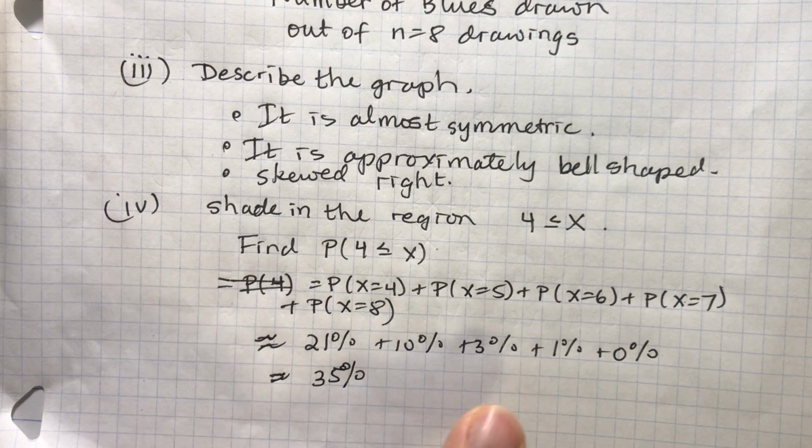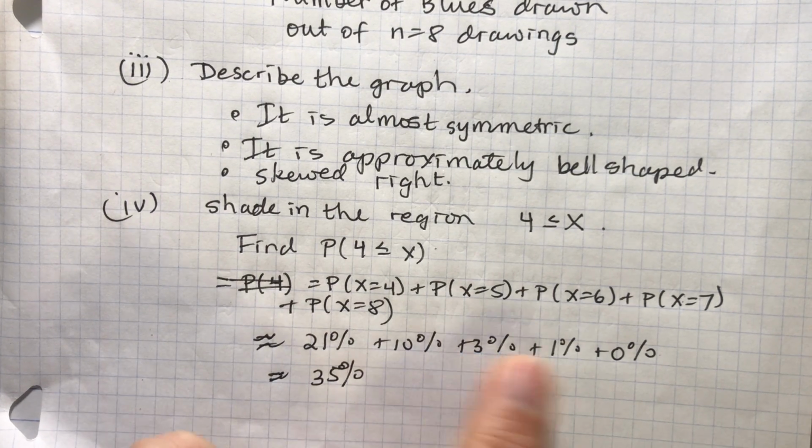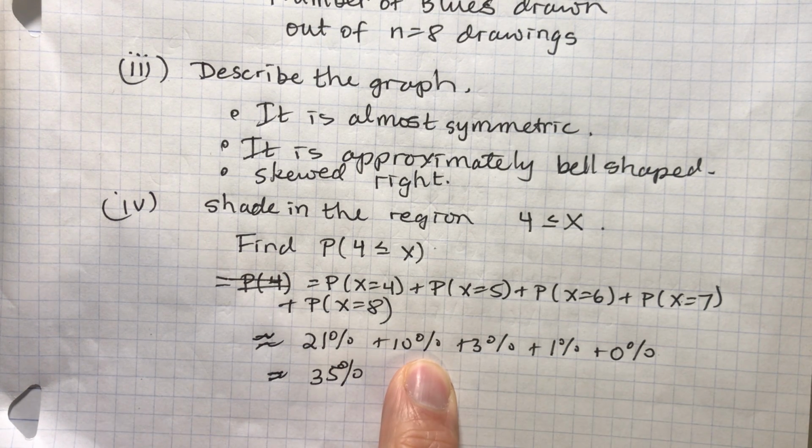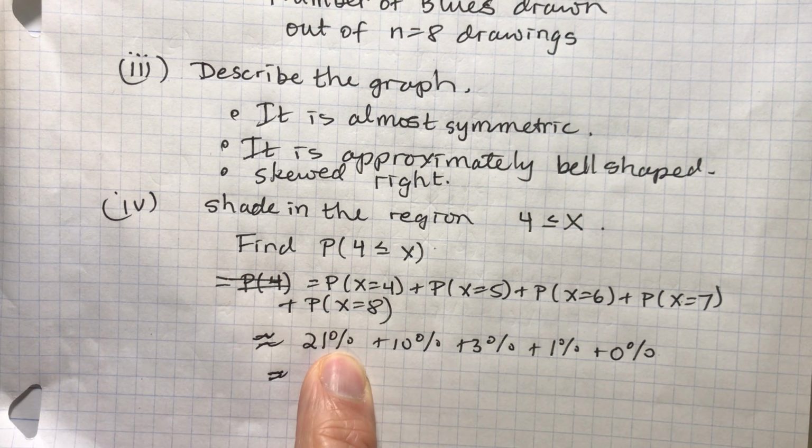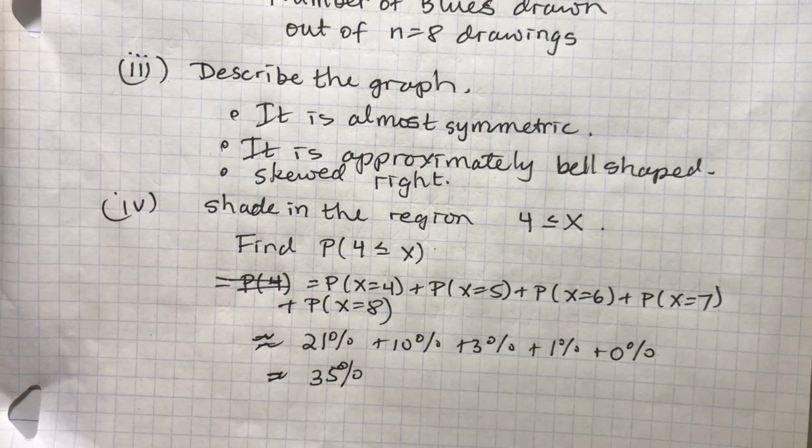So, could be, but it might be worthwhile to double check. 1 plus 3 is 4, plus 10 is 14, 15, 35%, yeah. Okay, so anything else? That's all.